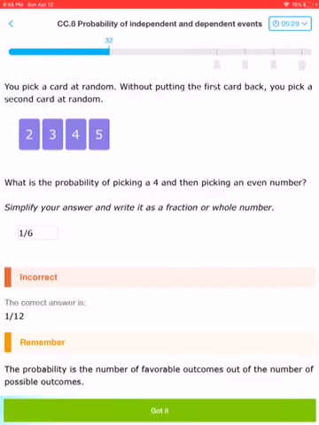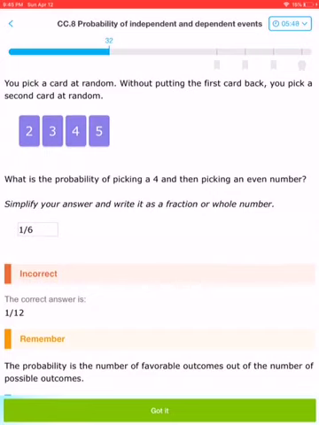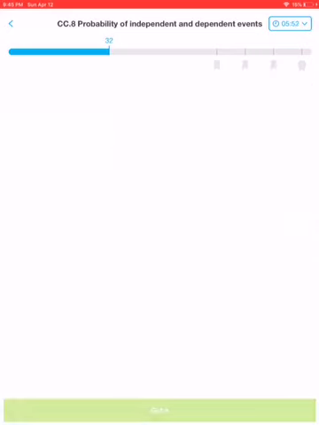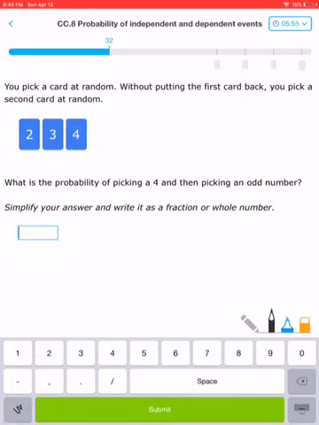Uh-oh. 1 out of 12. Oh, because I did not, let's see what I did just then. I did 1 out of 4, and then 1 out of 3. Oh, 1 out of 4 and 1 out of 3. Okay, got it. All right, let's do one just like that.